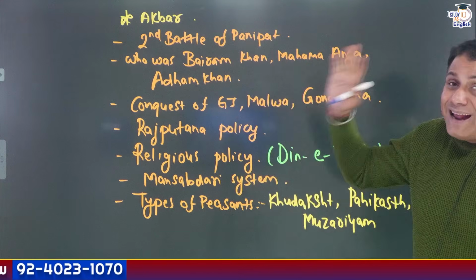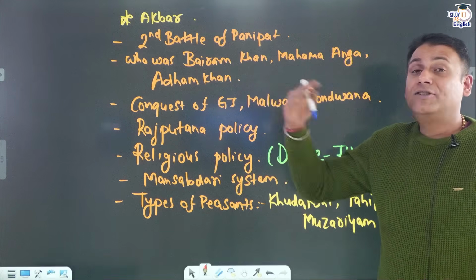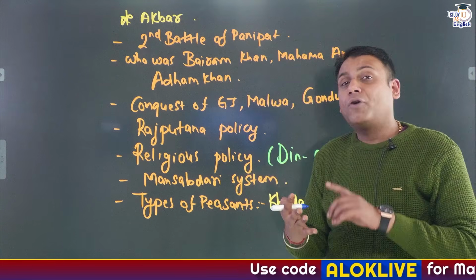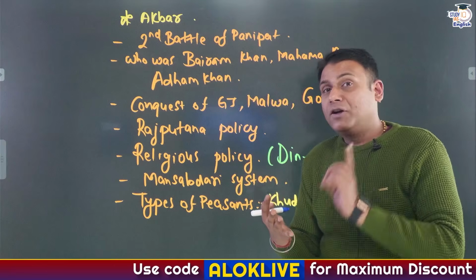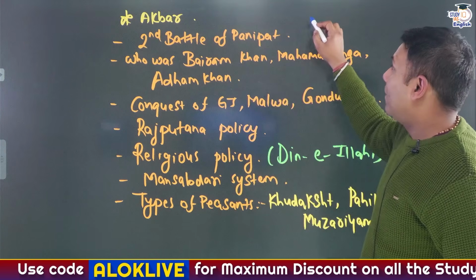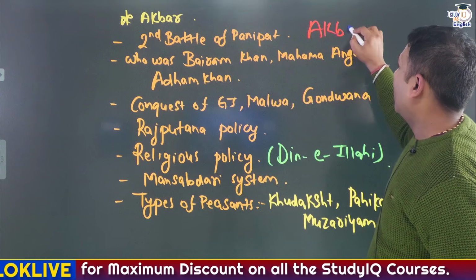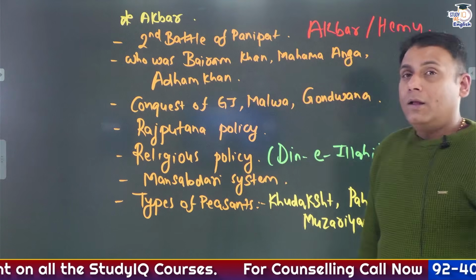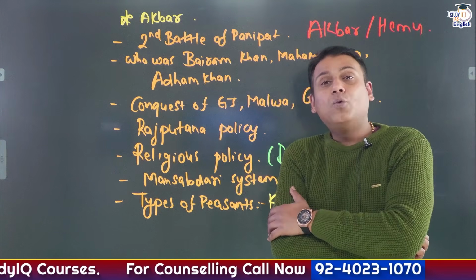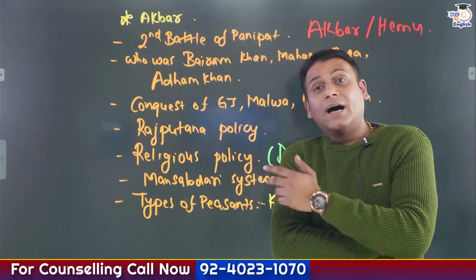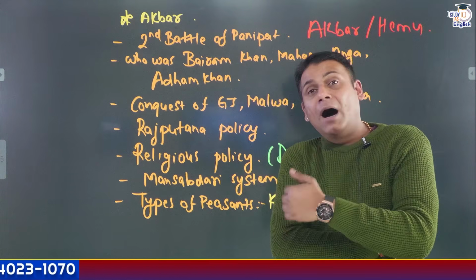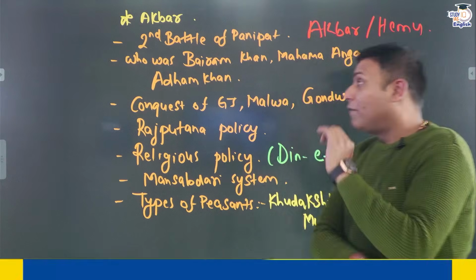In Mains 2025, there was a question on the religious syncretism of Akbar. But you can expect questions from the section on Akbar. First of all, understand the second battle of Panipat that was fought between Akbar and Hemu. Then understand a few characters like who was Bairam Khan, who was Adham Khan, also the foster brother of Akbar. Then Maham Anga, the foster mother of Akbar.